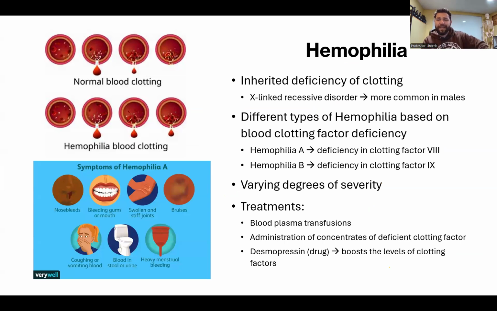We're almost done with this section here. We have hemophilia, which is a genetic issue. So it's inherited, right? And you have a deficiency of clotting. There are different types depending on which factor. There's an A and a B. You don't have to stress about it too much. But clearly, it is more common in males. It is linked to the X chromosome, and females have two X's, and males have one X and one Y.